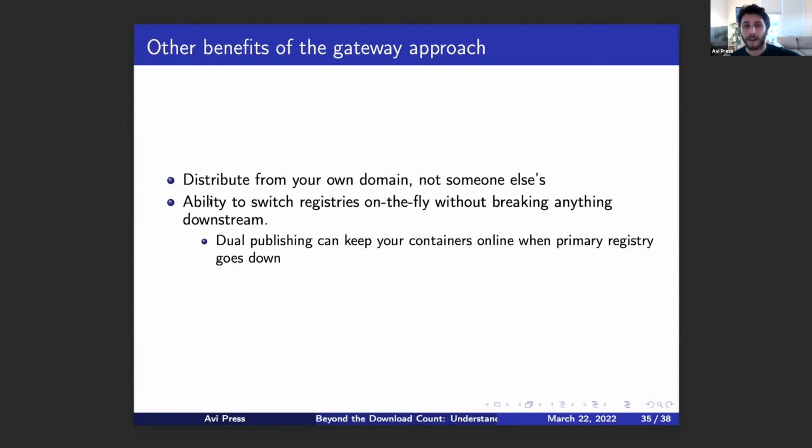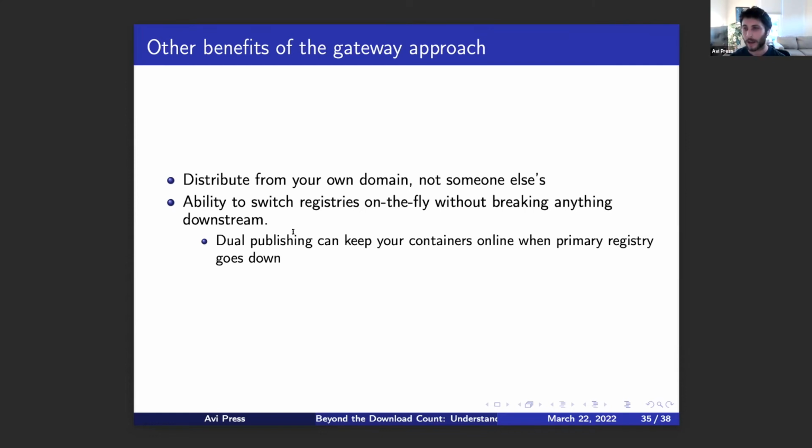I would just make the claim that having more ownership of your distribution channels is a fundamentally good thing for your software and ultimately for your users. It has another really cool effect: you can now switch registries on the fly without breaking anything for your users who are pulling from that domain. You can literally publish your containers to all the registries, to Docker, to GitHub, to Google, and have the gateway fail over live when a registry goes down.